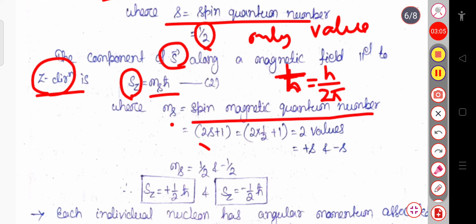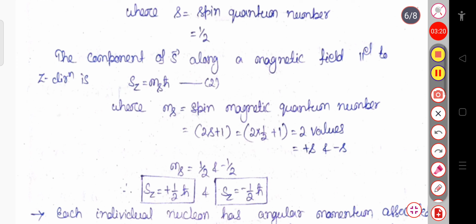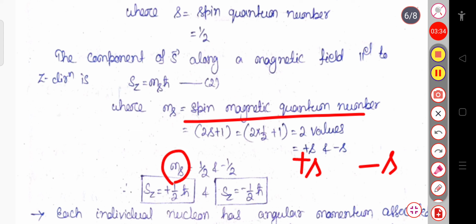Here ms is the spin magnetic quantum number, and it has 2s plus 1 values. If you substitute s equal to 1 by 2, then this will be 2 into 1 by 2 plus 1, that is 1 plus 1, equal to 2 values. So this spin magnetic quantum number ms has two values, plus s and minus s, where small s is the spin quantum number. So ms has the two values, plus 1 by 2 and minus 1 by 2.